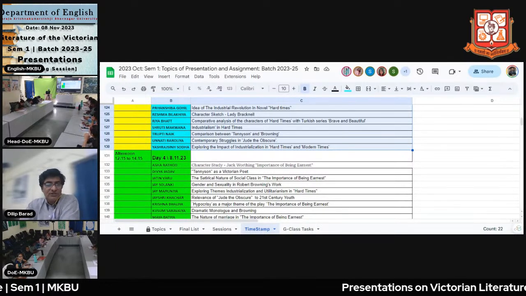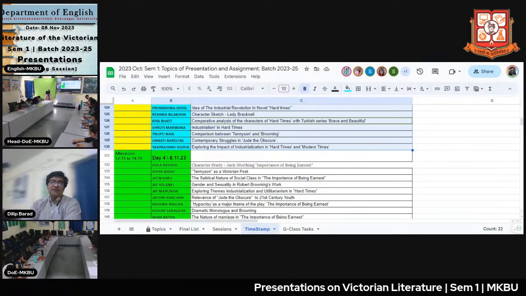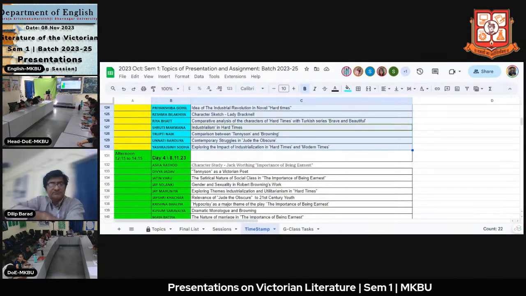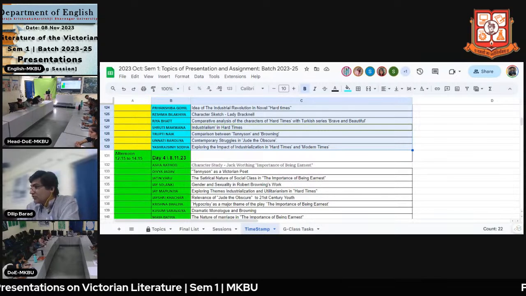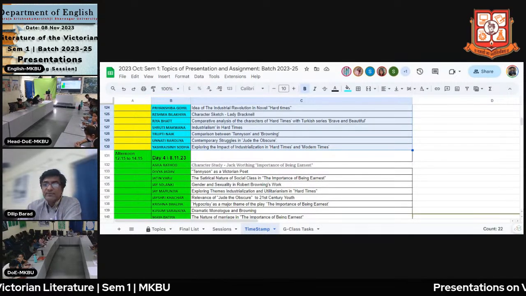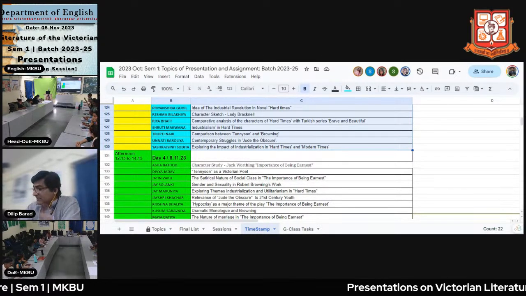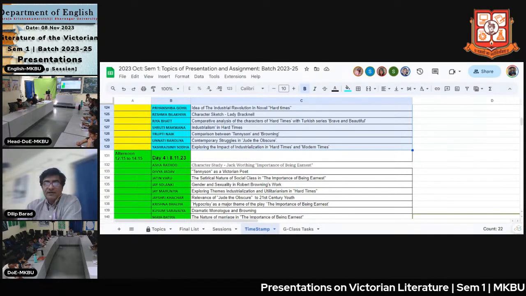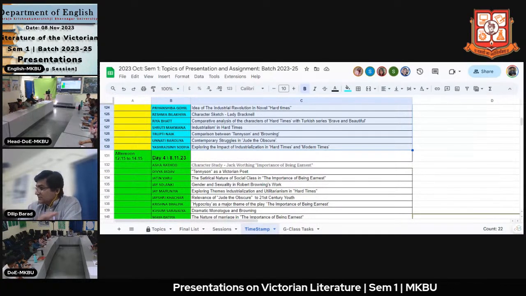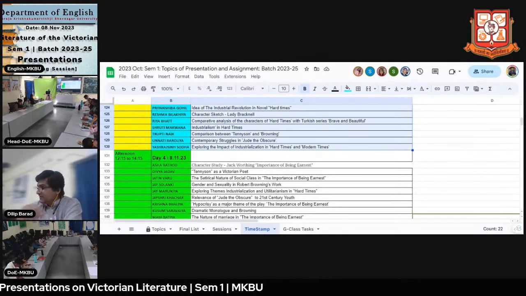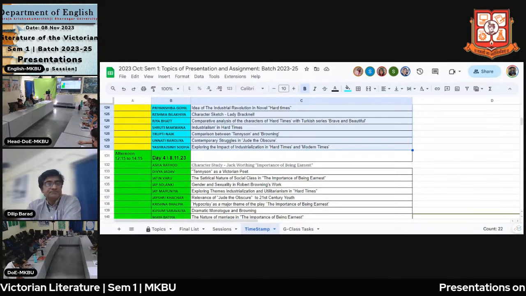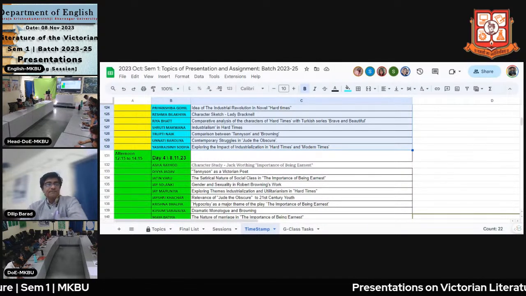Trupti's will be on comparison between Tennyson and Browning, both the poets. No need to keep them in single inverted commas. It's the name of the writers. That is where we differentiate. If Macbeth is the name of the character, no need to put it in inverted commas. But if it is a text, then we have to put it in inverted commas.